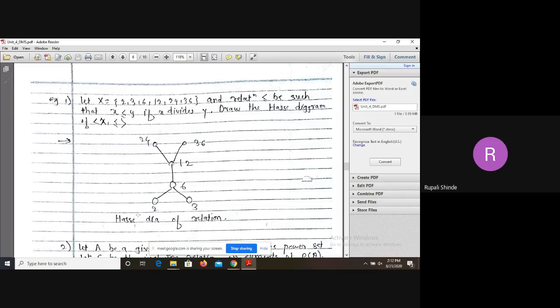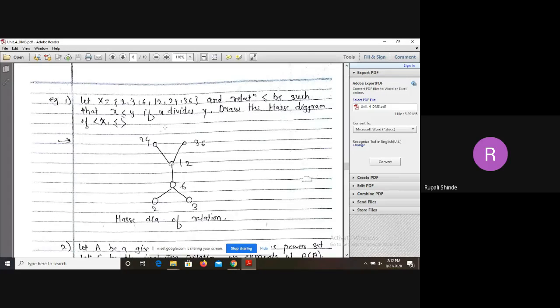First element is 2. So here we have drawn a circle for 2. Next one is 3. Now we have to decide what the position of 3 is. Whether 2 divides 3? No, that is not correct. That's why we have to place 3 at another position. If you place 3 above 2, then what is the meaning of this? 2 divides 3, but that is not the case. That's why we have to place this 3 at another position.